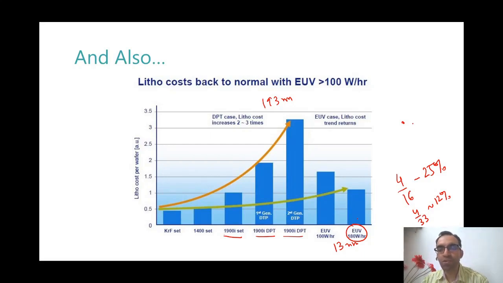So we see that 7 FinFET has been enabled largely because EUV has come into the picture. And litho costs have been pushed back towards the normal range. They're no longer increasing at the same rate. EUV is being used only for a few layers in, let us say, 15 or 16 FinFET, but in many layers when you're talking about 7 FinFET technology.